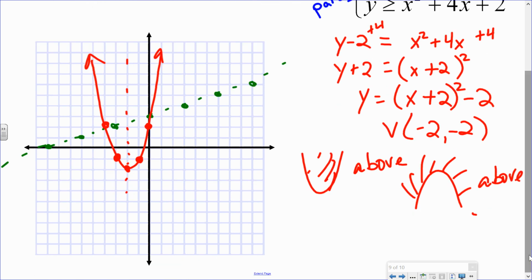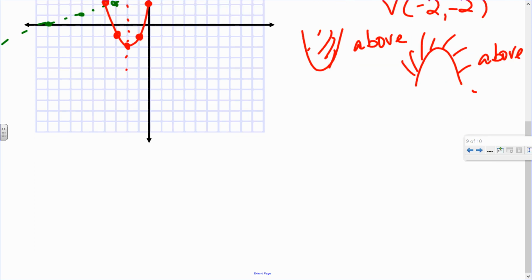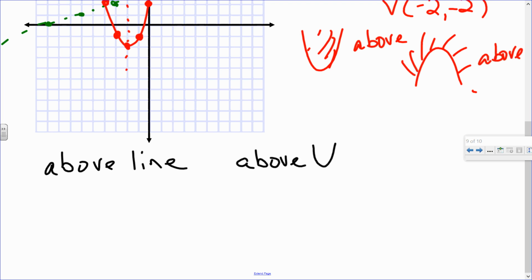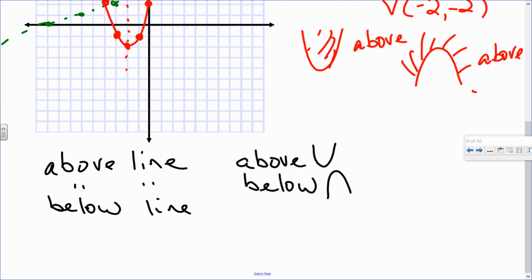Now, your book a lot of times is going to say, let's describe where we would shade when we put things together in terms of, we can be above the line and above the parabola, or we can be above the line and below the parabola. We can be below the line and above the parabola, or we can be below the line and below the parabola. Would you agree those would describe the 4 possibilities?